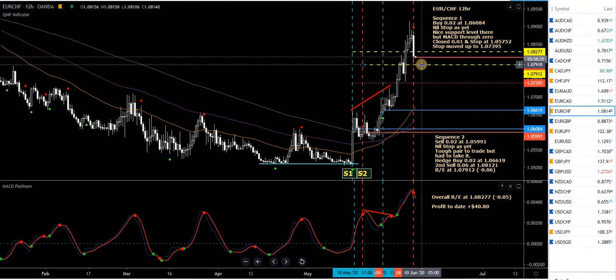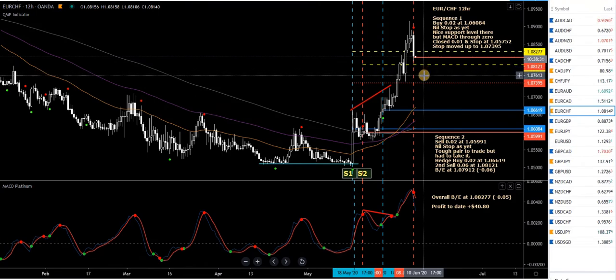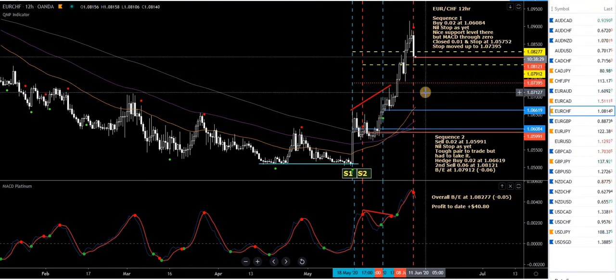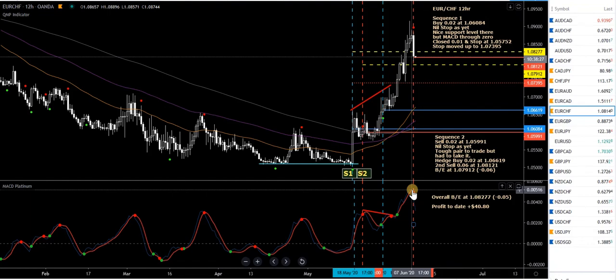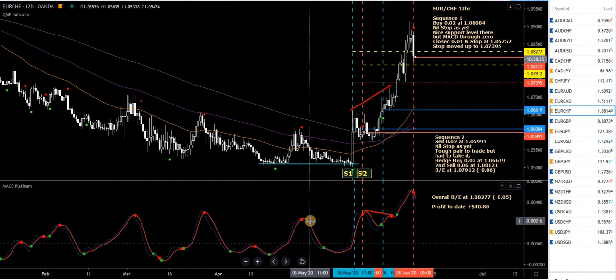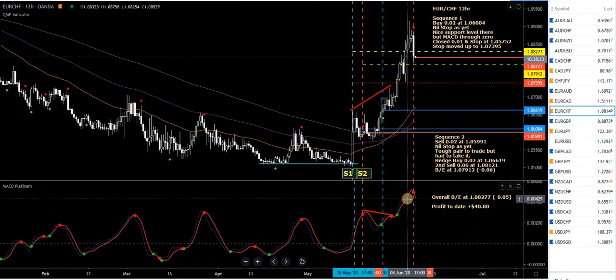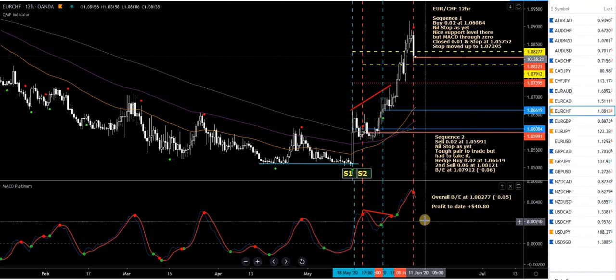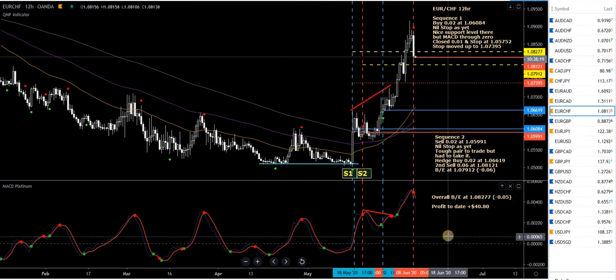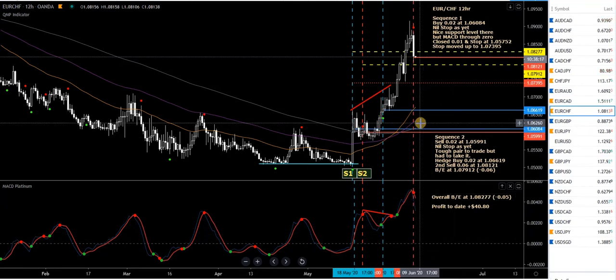So I ideally want to see price push down through this bottom yellow line, and even get down to my stop would be great. But this MACD Platinum's a long way above zero levels. You know, this is an extreme. So I'm going to work, I'll stay on these trades all the way down until this gets to the zero level. So it could be a while.